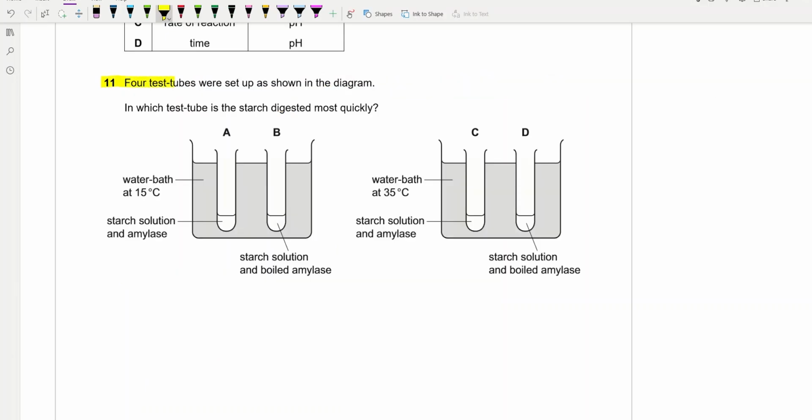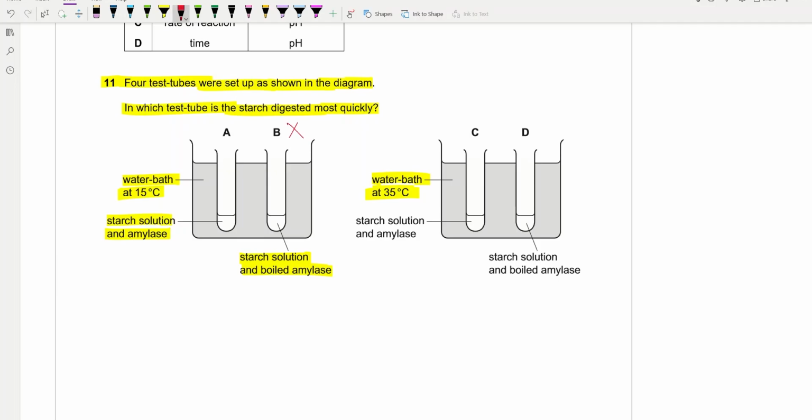Question number 11. 4 test tubes were set up as shown in the diagram. In which test tube is the starch digested most quickly? So one beaker has a water bath at 15 degrees and one has a water bath at 35 degrees. Both have starch solution and amylase, and both have starch solution and boiled amylase.